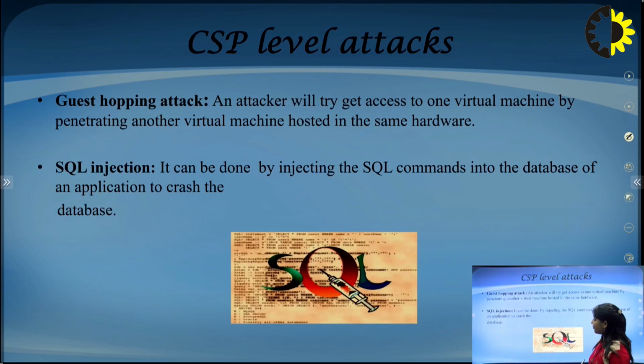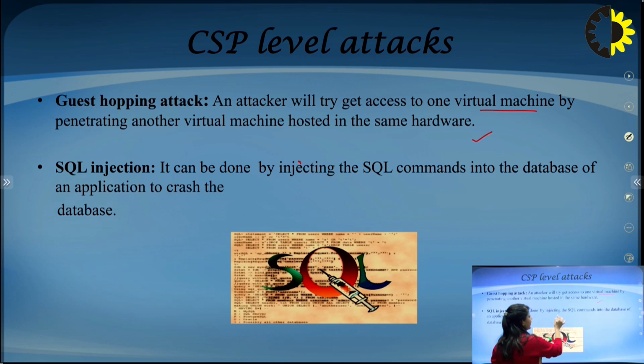Next is guest hopping attack. The attacker will try to trick one virtual machine by pretending to be another virtual machine hosted on the same hardware. So this is a fraud, and there is a real virtual machine that is deployed on the server, and there is a fake virtual machine that is going to be deployed onto the same hardware, and the user gets confused about which one is the original.